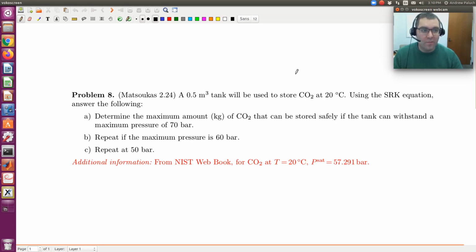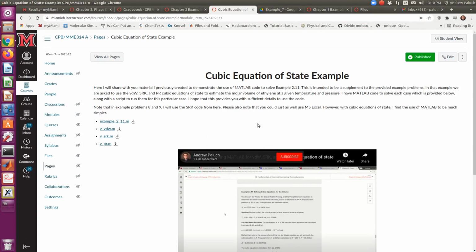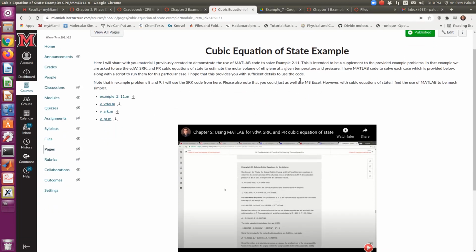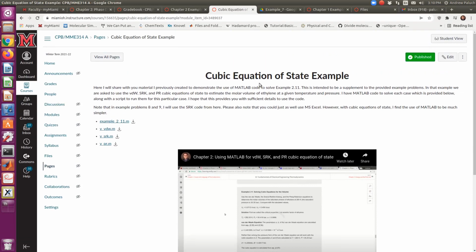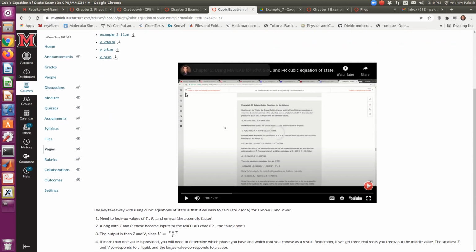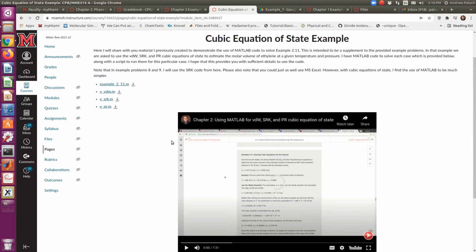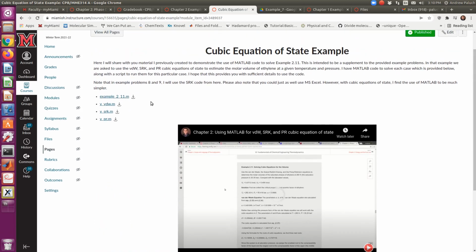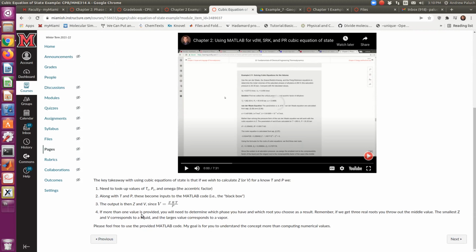Just as a note, before we work on the problem, I want to point out there's a new page in the Chapter 2 module, Cubic Equation of State Example. This is material I posted on YouTube several years ago, where I provide some MATLAB code to calculate volumes and compressibilities using cubic equations of state, specifically van der Waals, SRK, and Peng-Robinson. I demonstrate their use for example 2.11 in the text. That video is posted on YouTube.